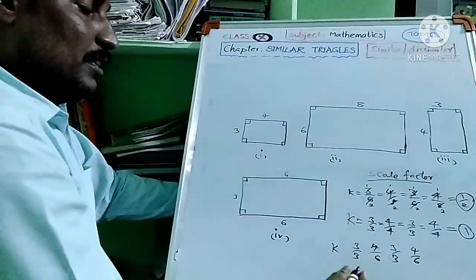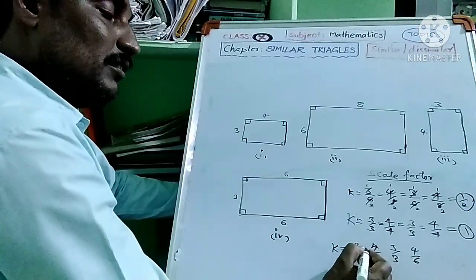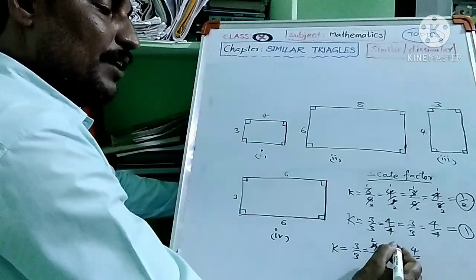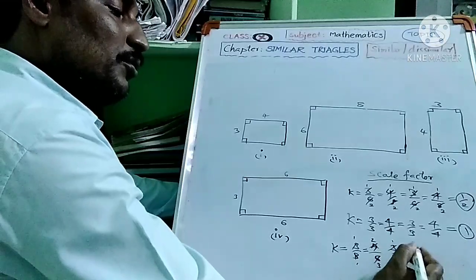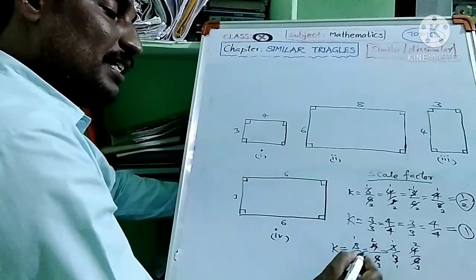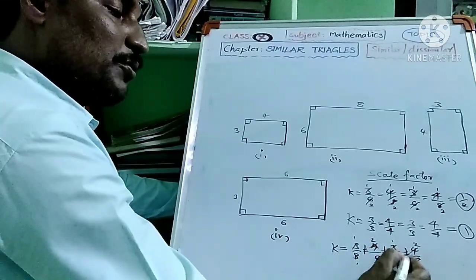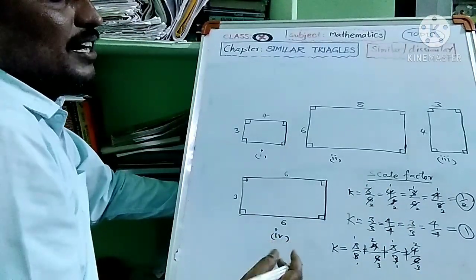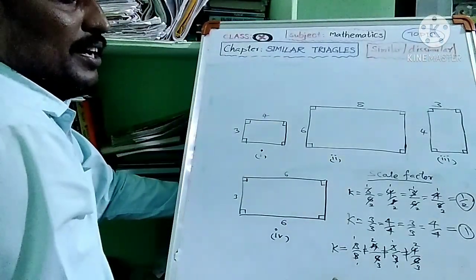By observing these, 3 by 3 is 1, 4 by 6 is 2 by 3, and 3 by 3 is 1, 4 by 6 is 2 by 3. But what do we observe? 1 is not equal to 2 by 3. 2 by 3 is not equal to 1. 1 is not equal to 2 by 3. So here we are not getting a scale factor. Therefore, first and fourth are not similar.